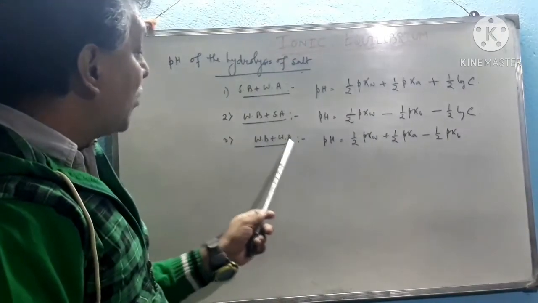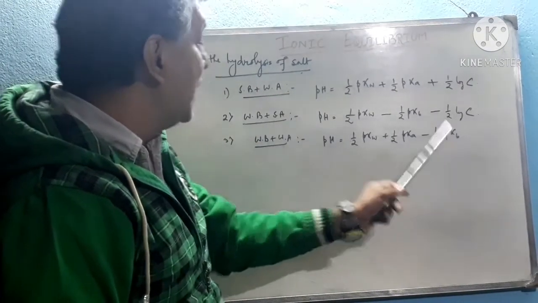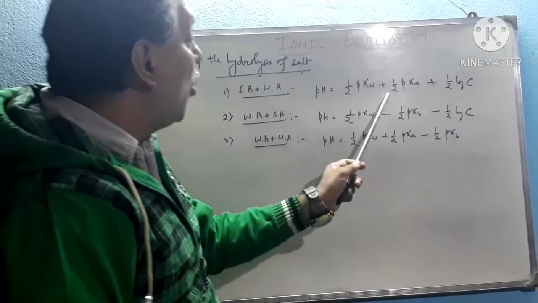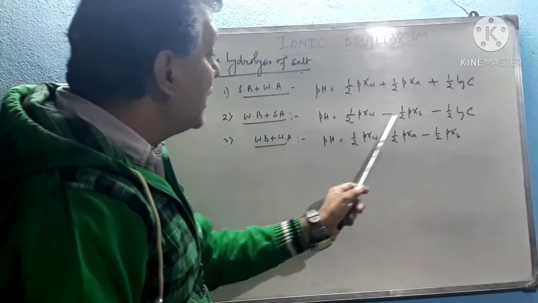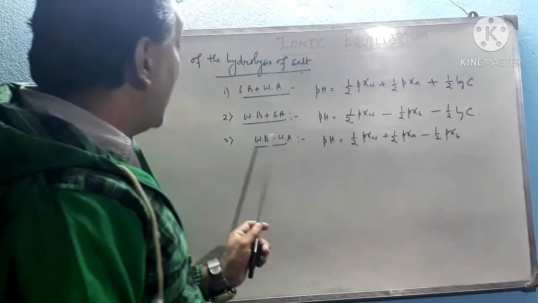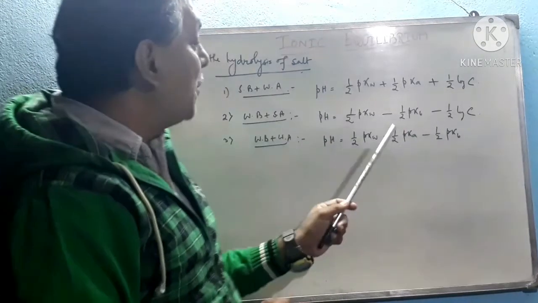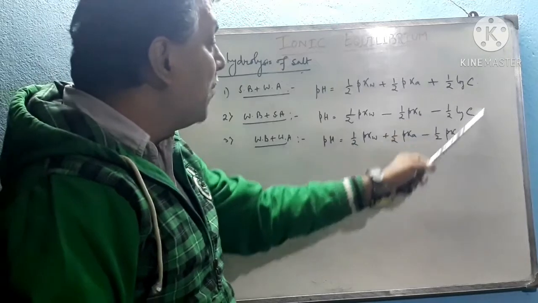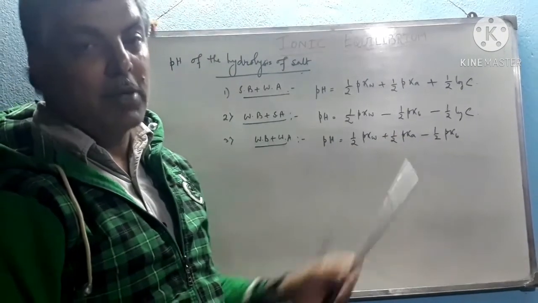Here both of them are weak. Positive for acid, negative for base. Again I am saying that for weak acid, all these are positive terms. For weak base, all these are negative terms. And for both these, we have seen that for weak acid we have taken positive and for weak base we have taken negative here. So by these, we can memorize these three expressions of the pH of the hydrolysis of salt.